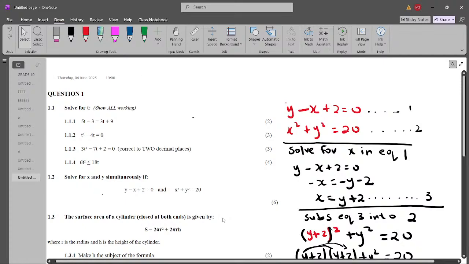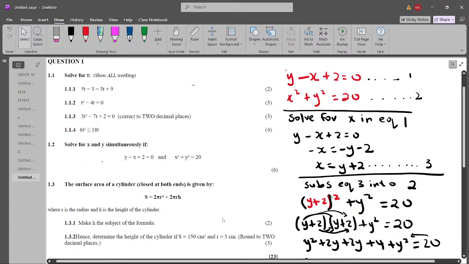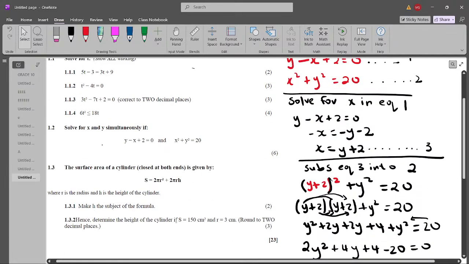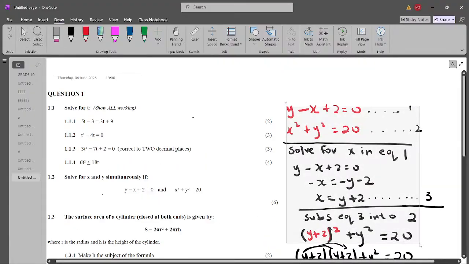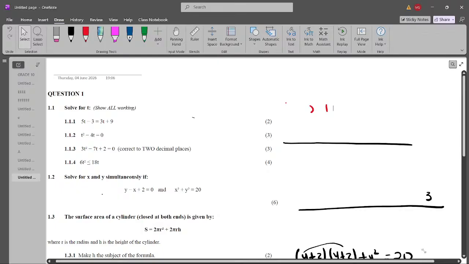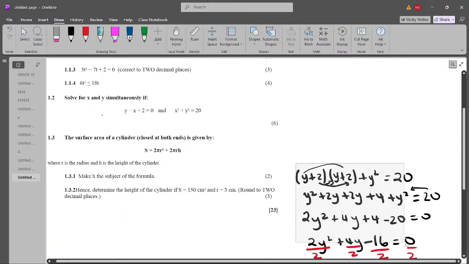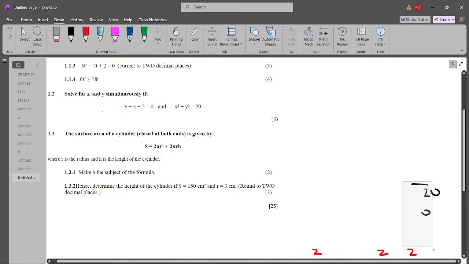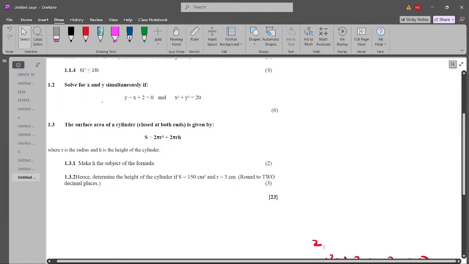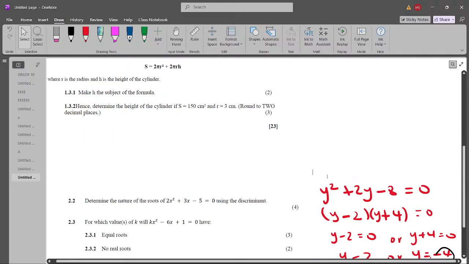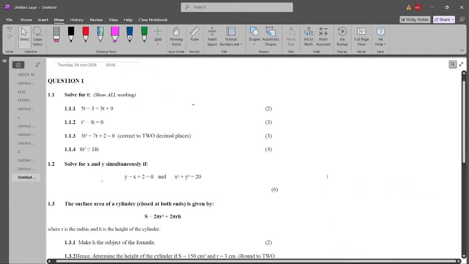And then let's go to this one, 1.3, where we need to make the subject of the formula, what we call literal equations, where we need to make a variable the subject of the formula.